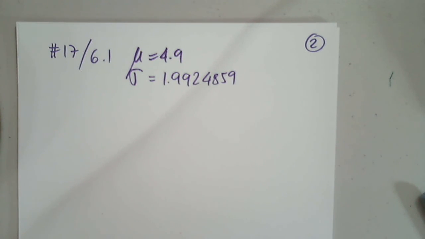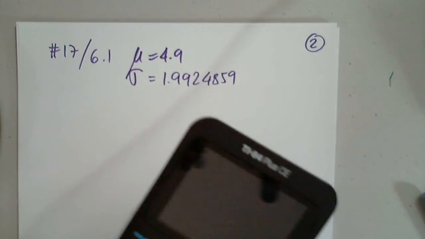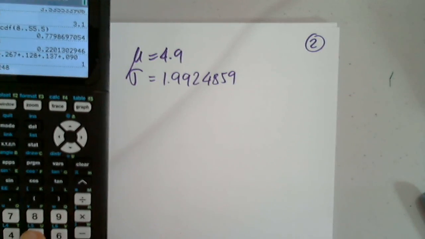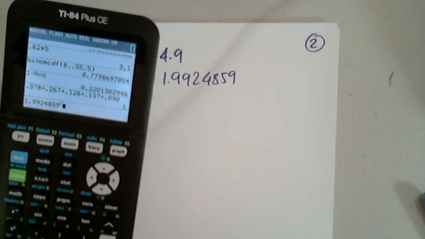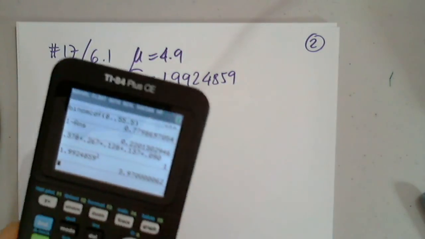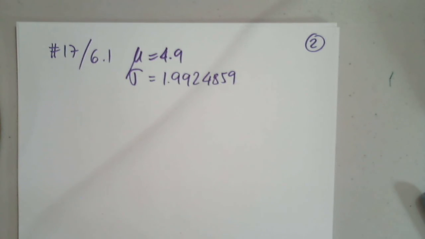Use the probability distribution to find the variance. Okay. So we know how we found the variance, but I have to square it. 1.9924859 squared. I got 3.97, round to the nearest tenth, so it will be 4.0. Use the probability distribution to find the standard deviation of the probability distribution. We already have it. Round to the nearest tenth as needed. Again, it's 2.0.